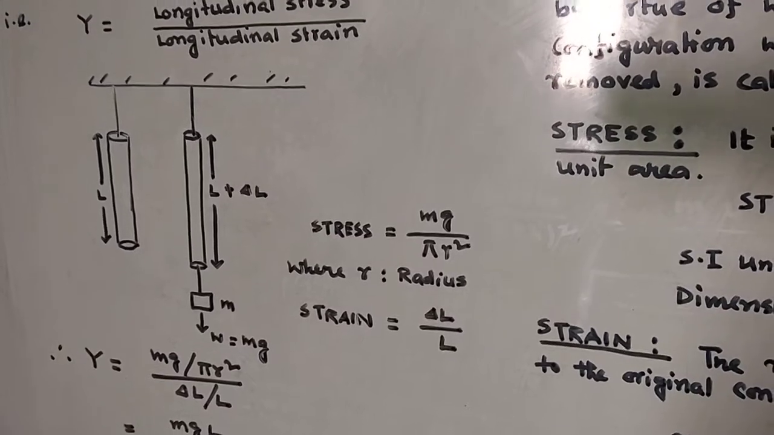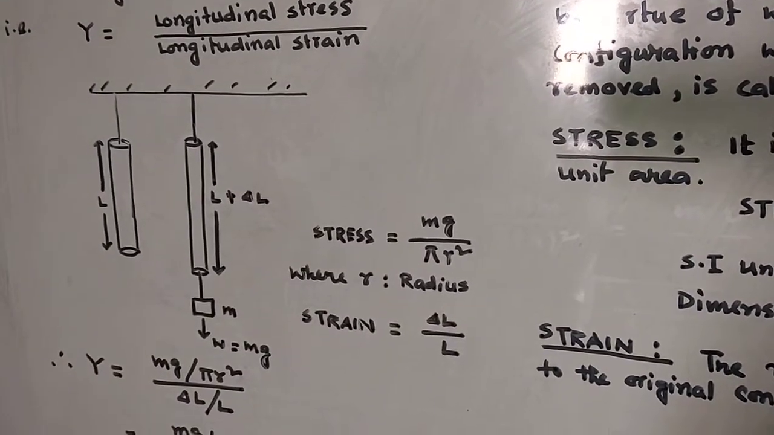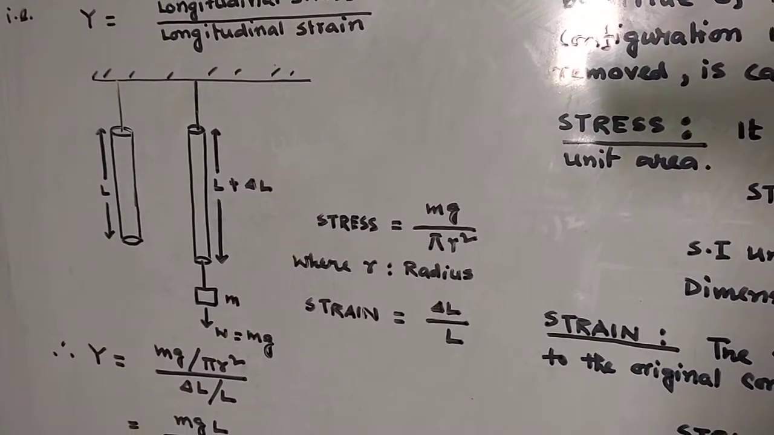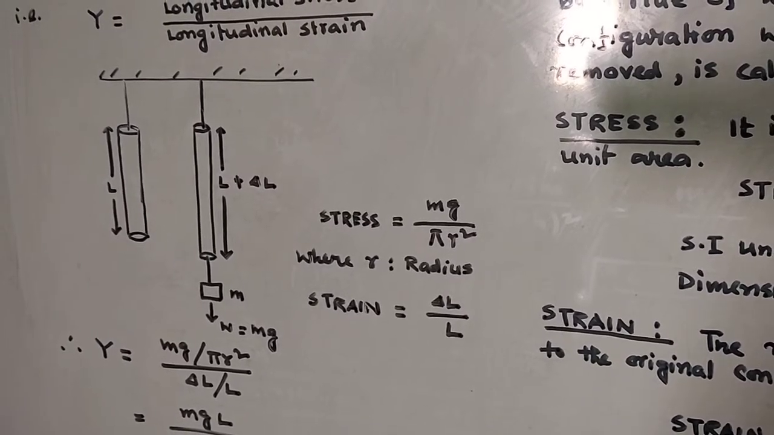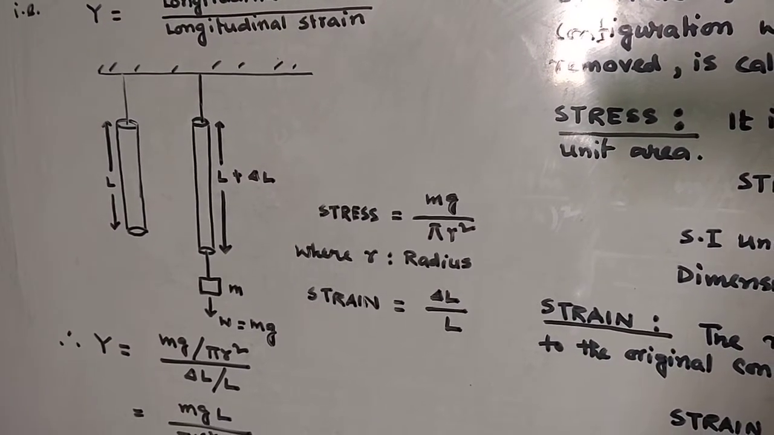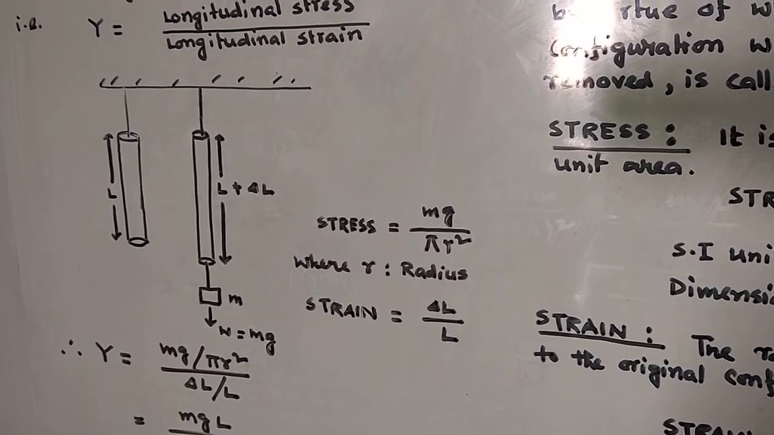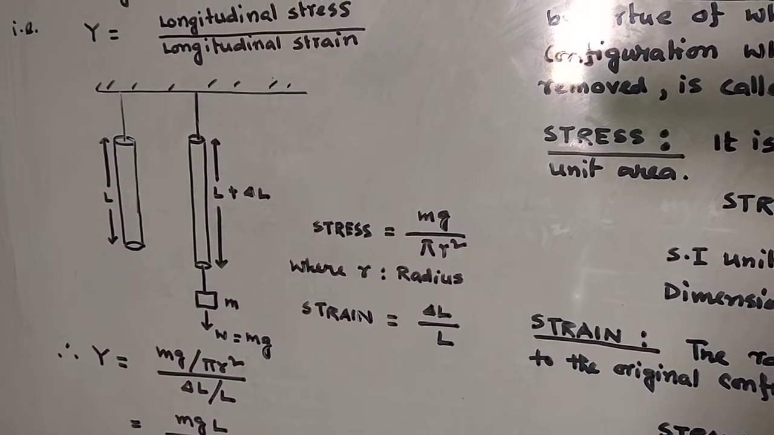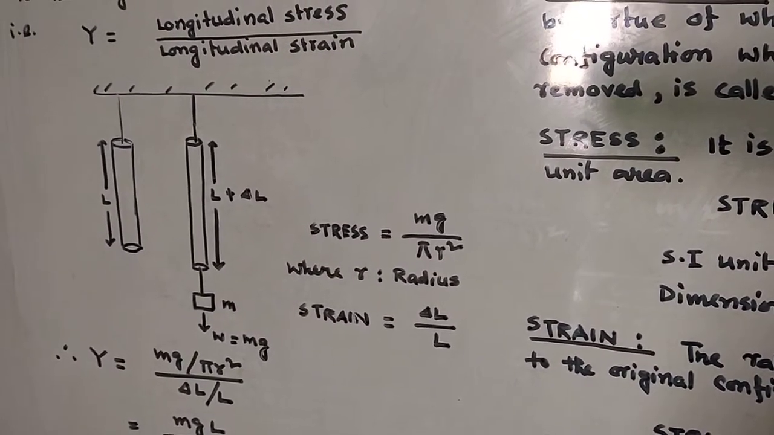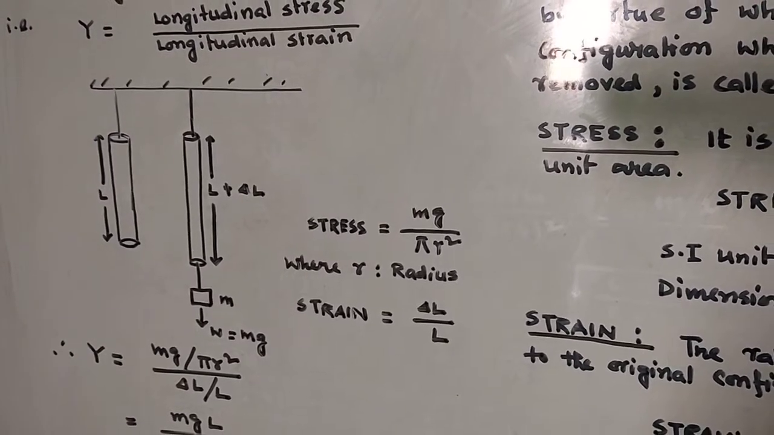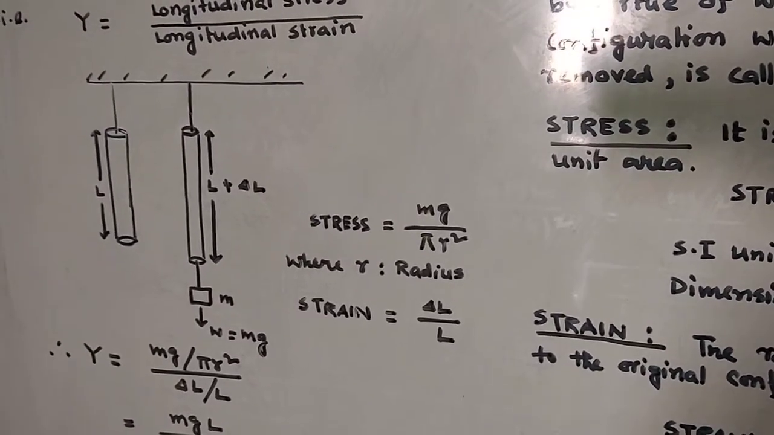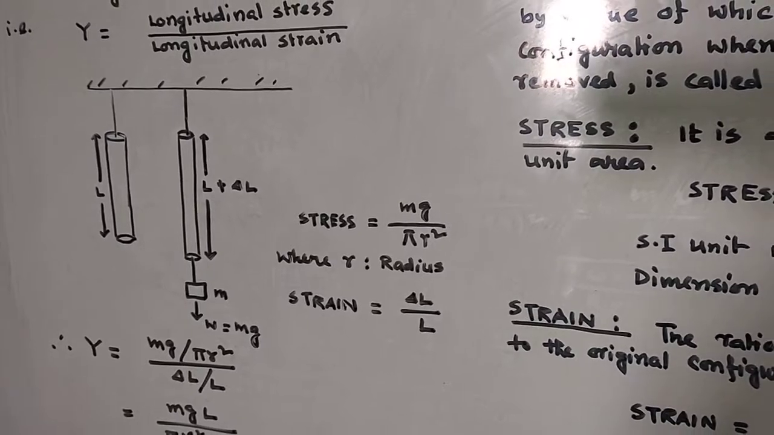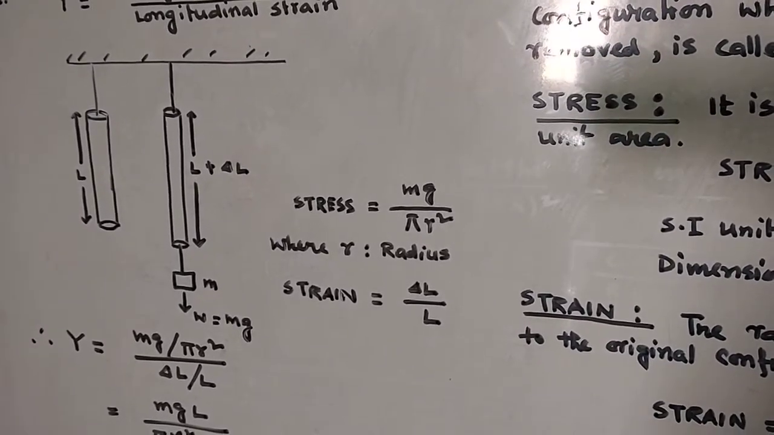So here we have to define stress and strain if we want to define Young's modulus, because longitudinal stress is there and correspondingly there is a longitudinal strain. So stress equals force by area. Force is nothing but the weight, that is mg, and area is the area of cross section of the cylinder, that is pi r square, if r is the radius. And strain is change in length by original length. So change in length is delta L and the original length is capital L.